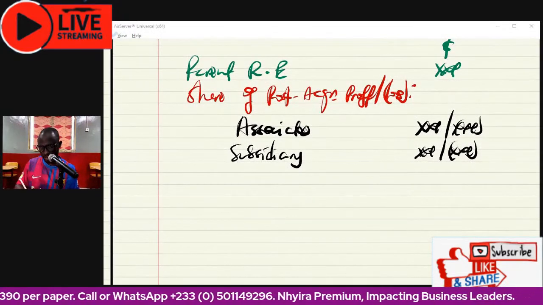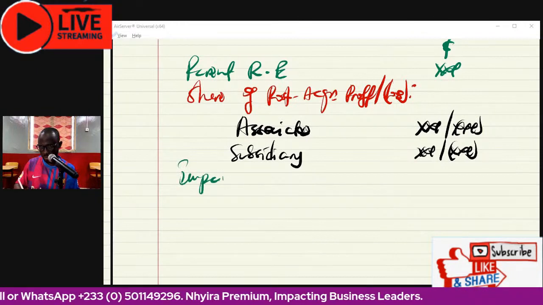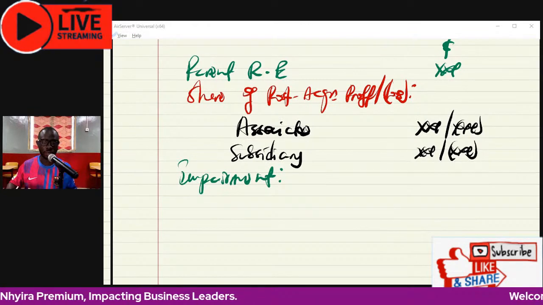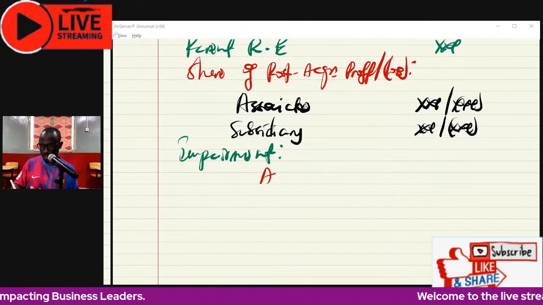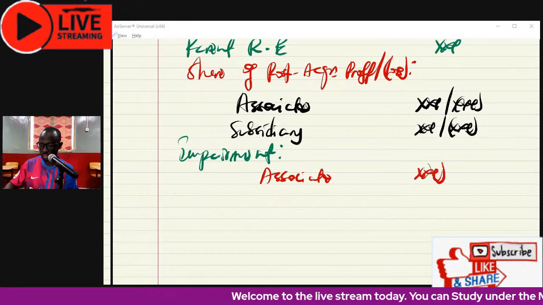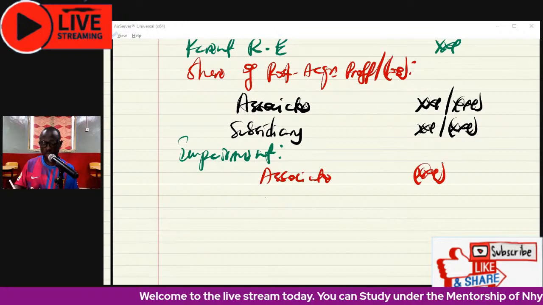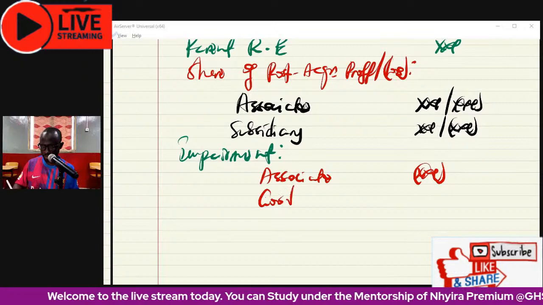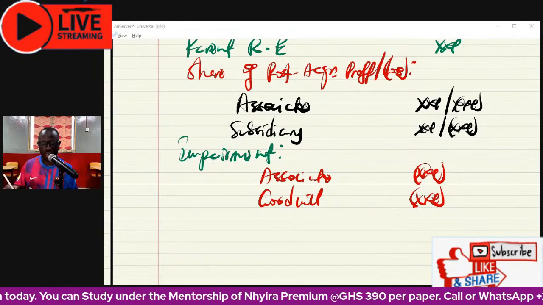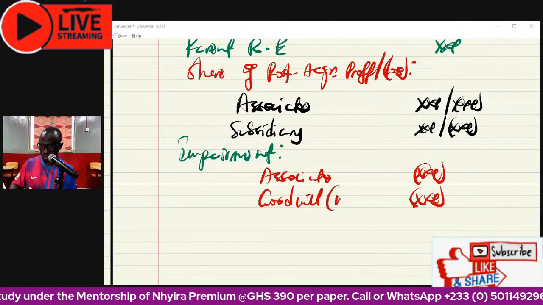Then if there is any impairment, you're going to be bringing it up. Remember, I told you two things about impairment. Impairment in associate, if there is anything like that, it's going to be deducted. Then impairment in goodwill, the parent share, if NCI is valued at fair value, will be brought.